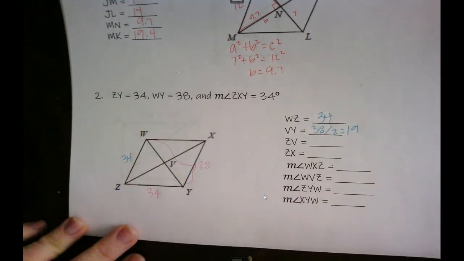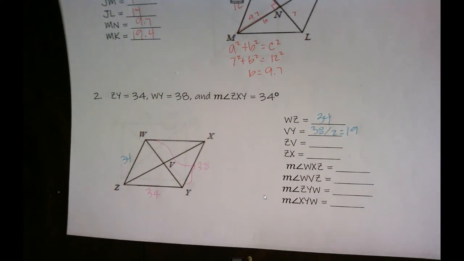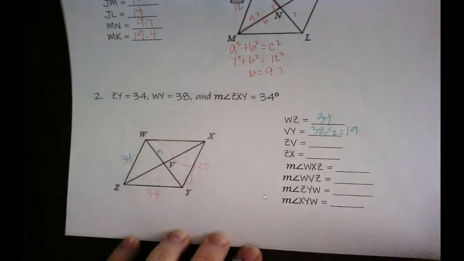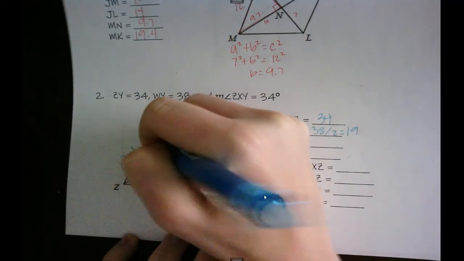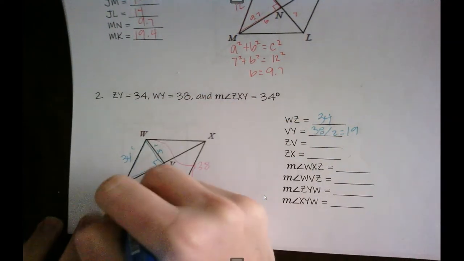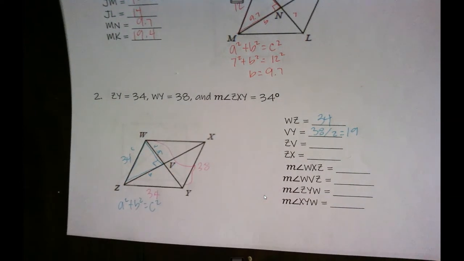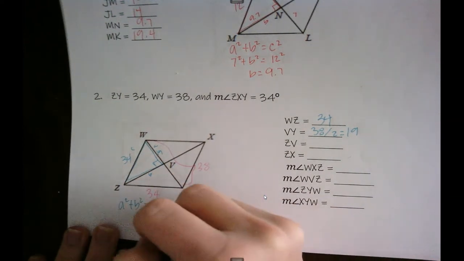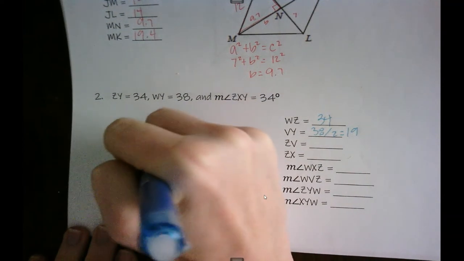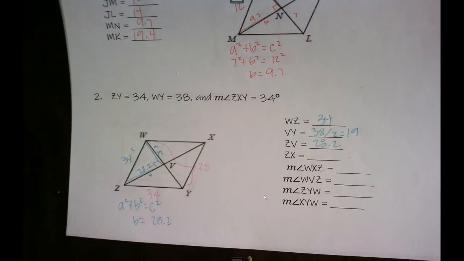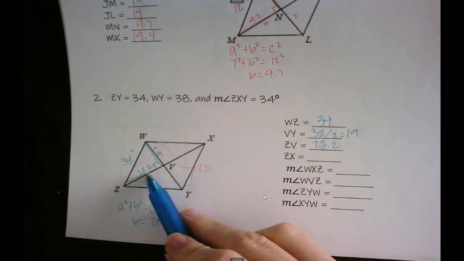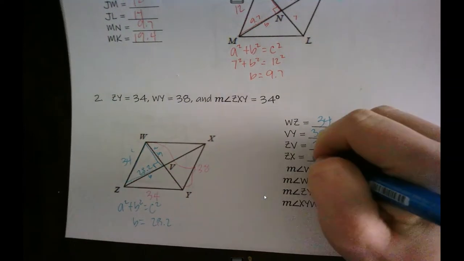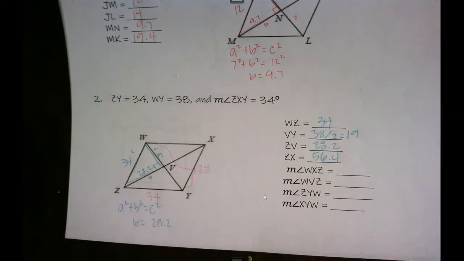So again, we need to draw our right triangle, and we can use any of these, but we know that this side is 19. Here again is our right triangle. This is CA, and we need to solve for B. Remember, a squared plus b squared equals c squared. And our B here is going to be 28.2. So this is 28.2. We want to know what ZX is. That's 28.2. This is 28.2. So add them together. That's 56.4.